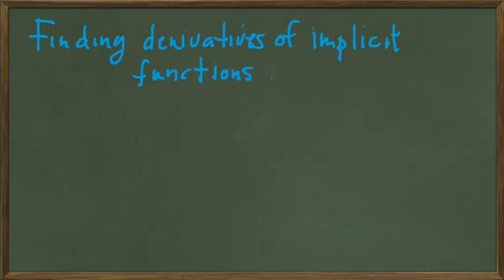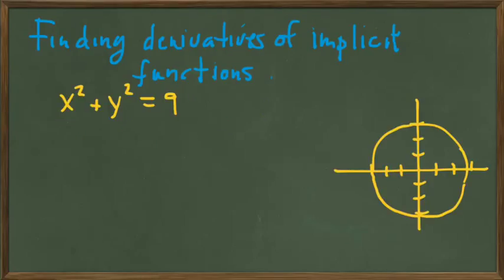In this video we're going to learn how to find the derivative of an implicit function. We're going to start with a simple example, the function x squared plus y squared equals 9. The graph of x squared plus y squared equals 9 is a circle.